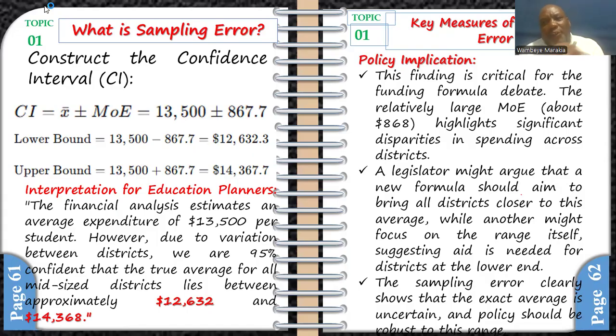Now, if policymakers have to move on with this information, what would be the implication? This is critical for the funding formula debate. The legislature might argue that a new formula should aim to bring all districts closer to this average, while others might focus on the range itself, suggesting aid is needed for the districts at the lower end.